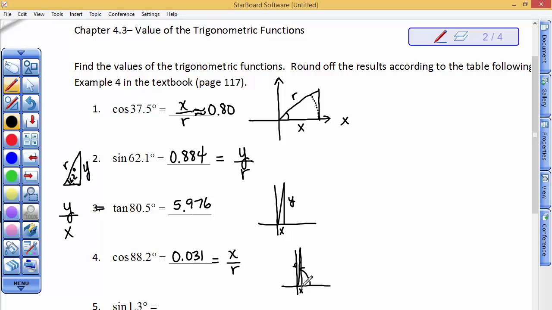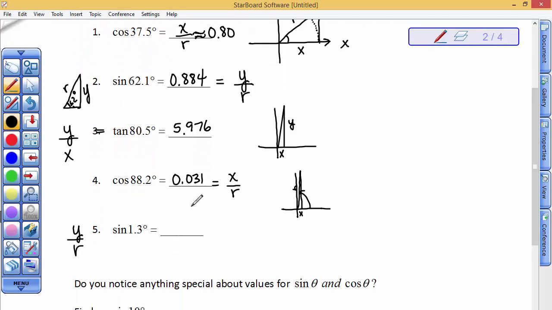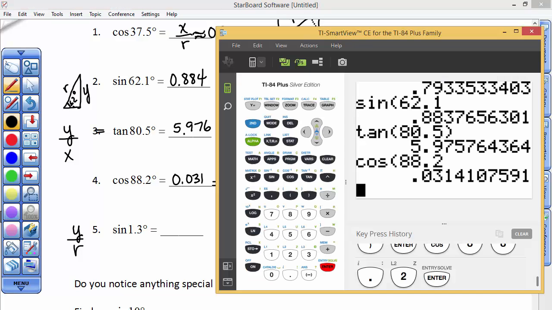The same will be true for the sine of 1.3 because it's defined as y over r. I'm sorry, I should scroll a little bit. It's defined as y over r, and for a 1.3 degree angle right here, this little bitty y value in comparison to that r value is really small, and so when we type sine of 1.3, we get a very small ratio, 0.023.